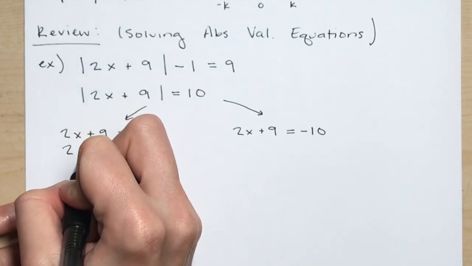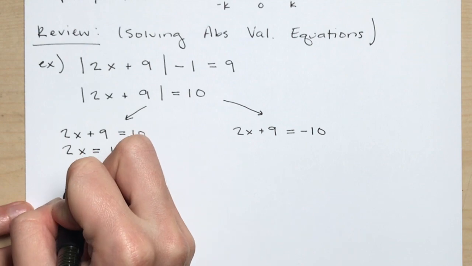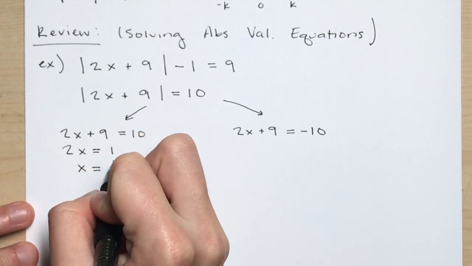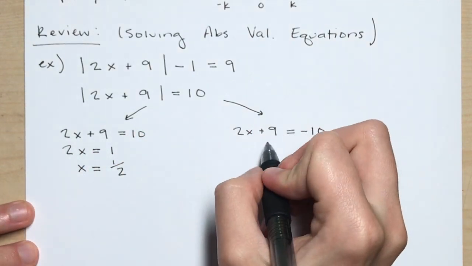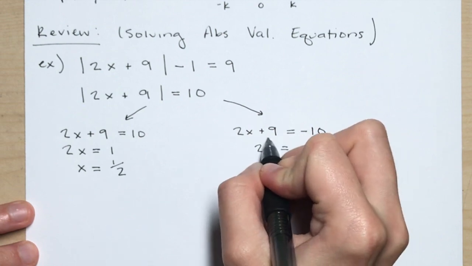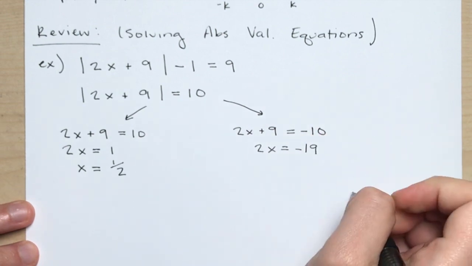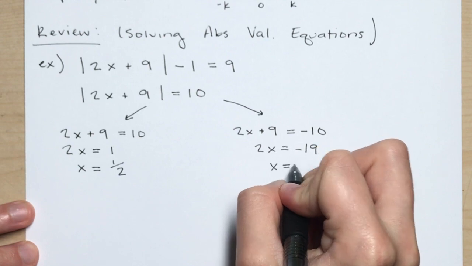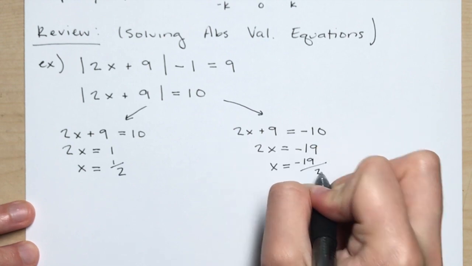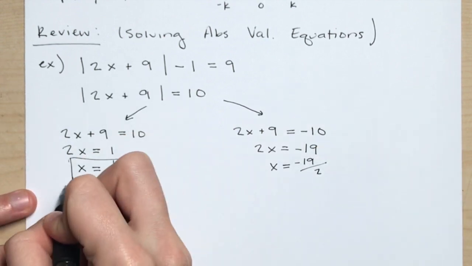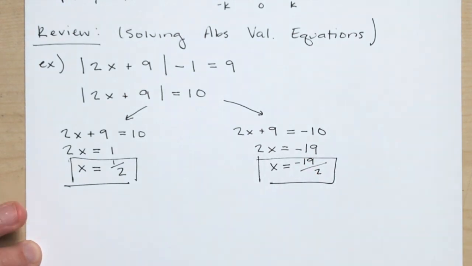So we've got 2x equals 1 here. So x ends up being 1/2. And we also have 2x equals negative 19 here. So x ends up being negative 19/2. So both of these are the answer.